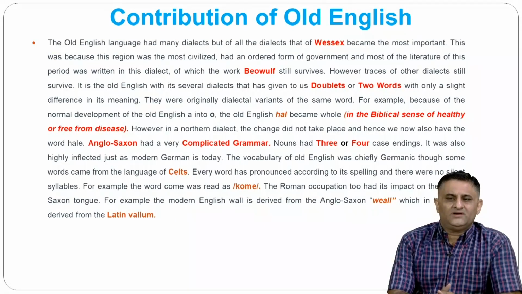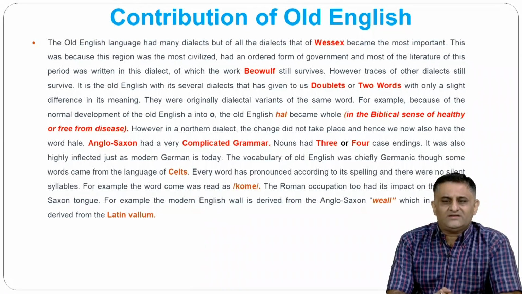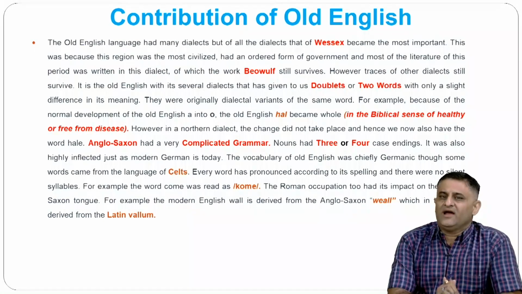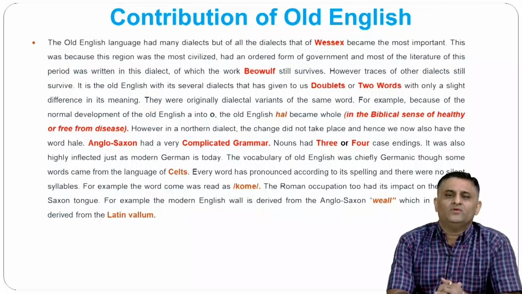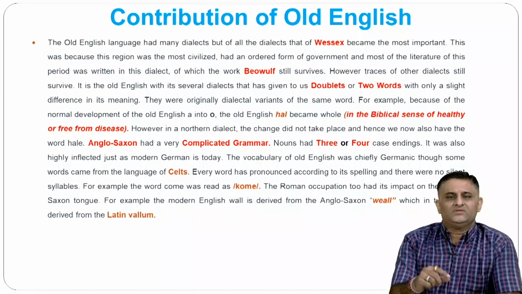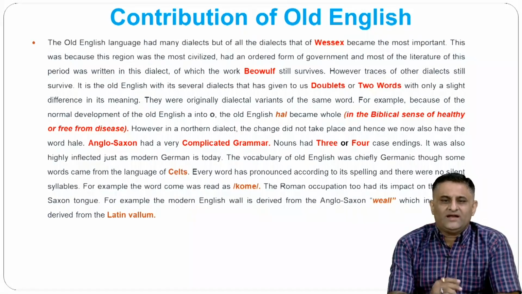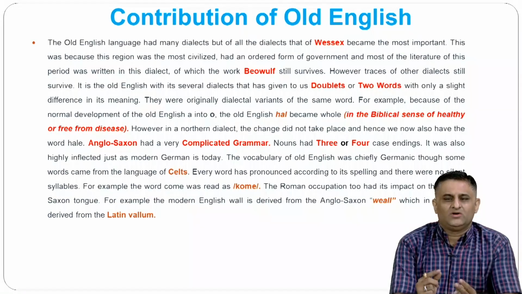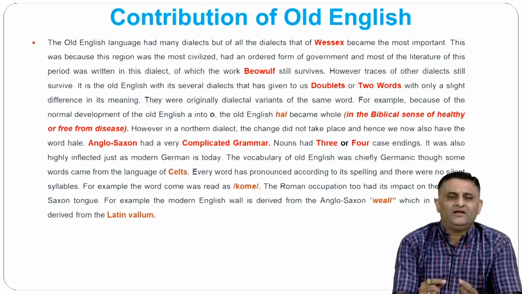However, traces of other dialects still survive. It is the Old English with its several dialects that has given us doublets, two words with only a slight difference in their meaning. Dear students, as per the title of this slide, what is the contribution of Old English? So in this line, you will get the exact contribution of Old English to the English language. As you can see, both the words in red are doublets and two words with only a slight difference in meaning. It means we have two different terms: doublets, and two words with only a slight difference in their meaning.